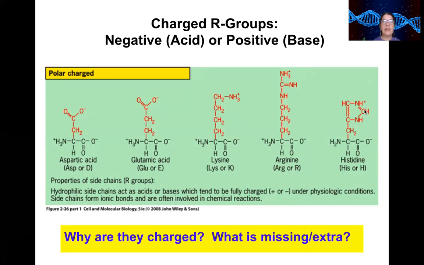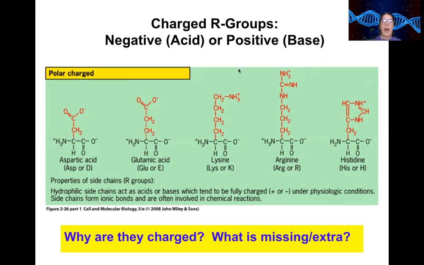These three amino acids are considered basic because they have an extra hydrogen here, here, and here. And now they're positively charged. So they have picked up a hydrogen ion from the solution, which means they're reducing hydrogen ion concentration, which means they're basic.